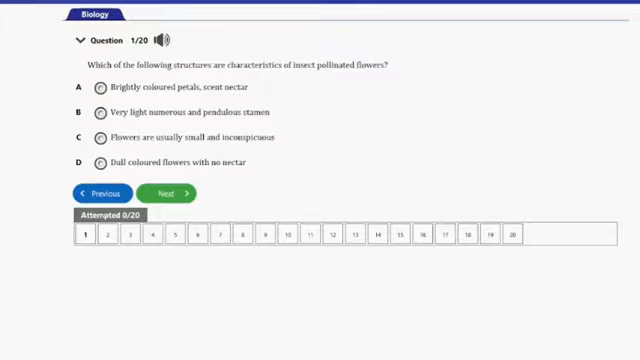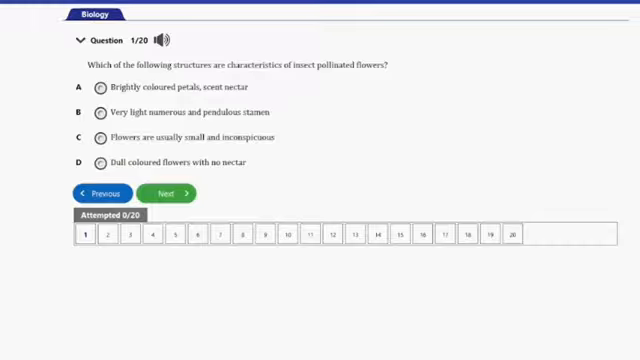It says, which of the following structures are characteristics of insect pollinated flowers? A. Brightly colored petals and scent nectar. B. Very light, numerous and pendulous stamen. C. Flowers are usually small and inconspicuous. D. Dull colored flowers with no nectar. So guys, the answer to this question is option A here. Brightly colored petals and scent nectar.